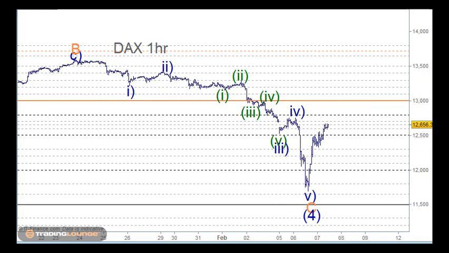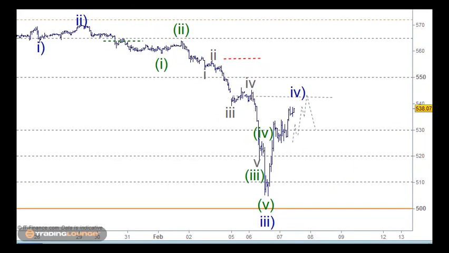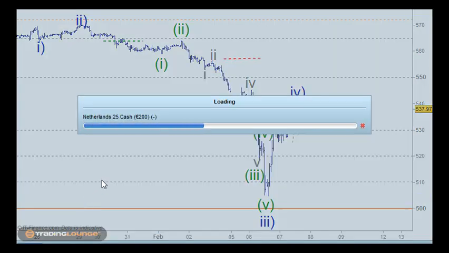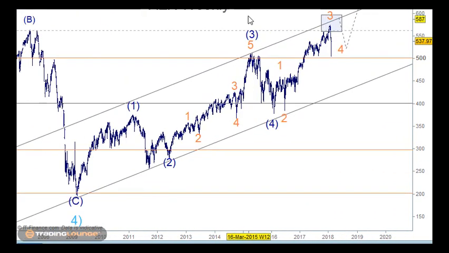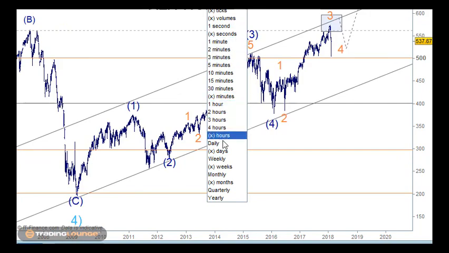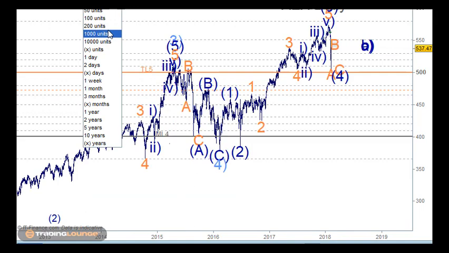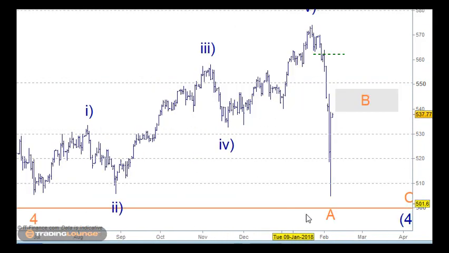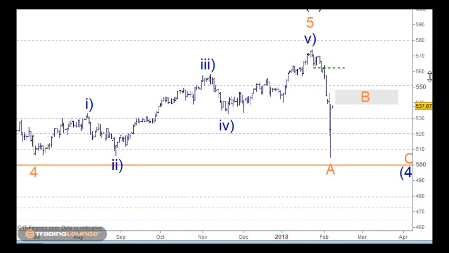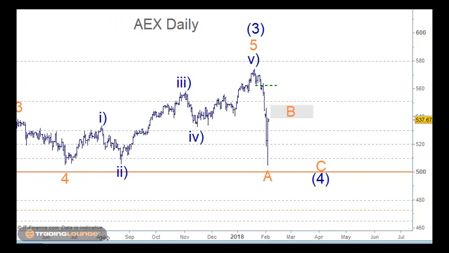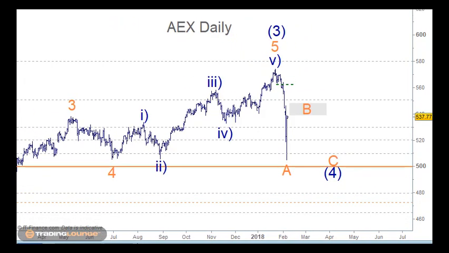So coming back to the AEX here, if we looked at this on the weekly chart, we've pulled back to our 30. Oops, now I'll go to the daily chart. That's the same count, but with a different labeling, one degree smaller.